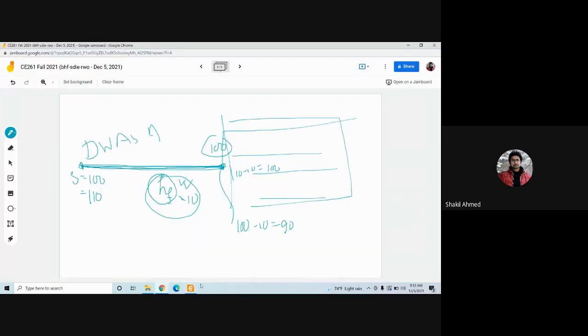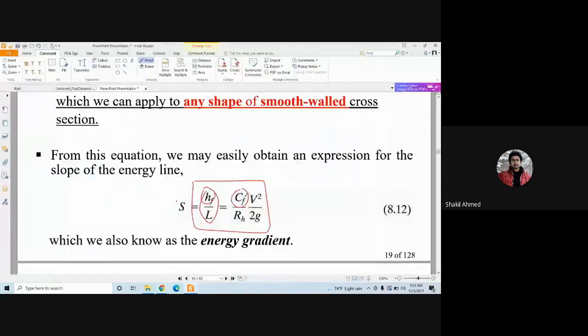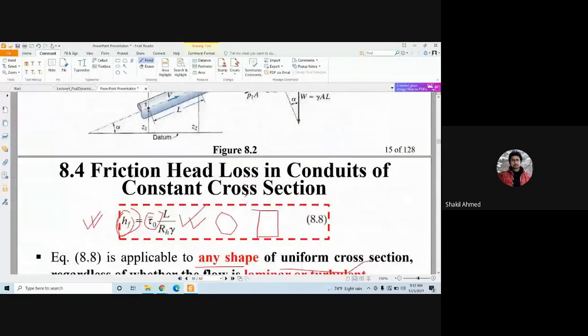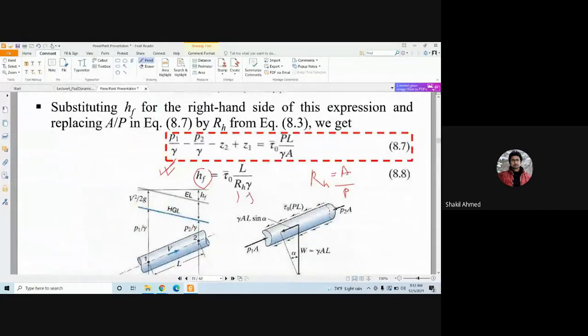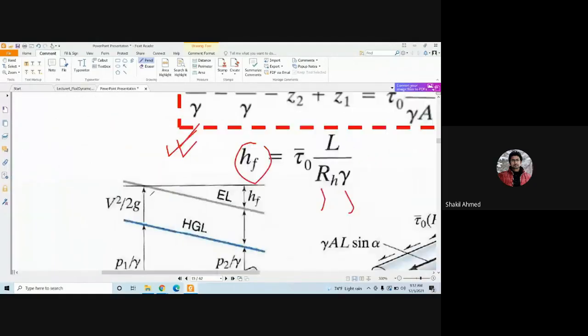Now, what is HF by L? I'll go back to the previous figure that we discussed. It will be easier for you. So look at this figure. Look at this triangle.